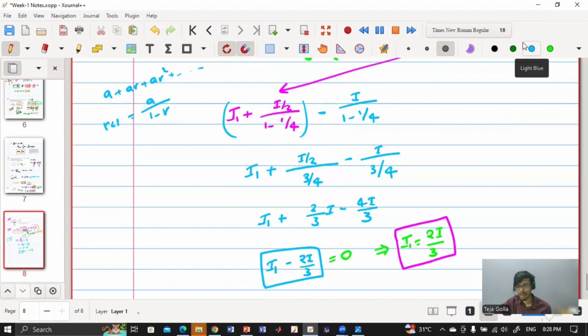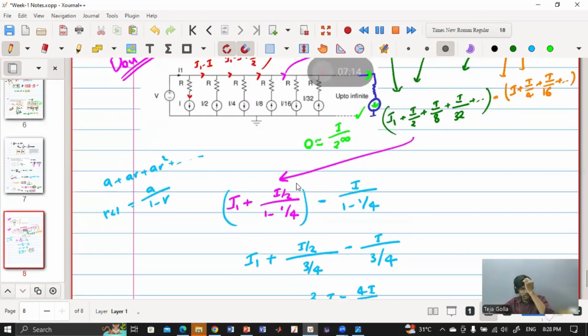Sir, is it understood, that a plus ar plus ar square, that expression, can you explain, sir? Yes, so this is a geometric progression formula that you have to understand. If it is a geometric progression with the first value as a, and the multiplying factor is r, and r should be less than 1, and if it is an infinite series, then the summation is a by 1 minus r.